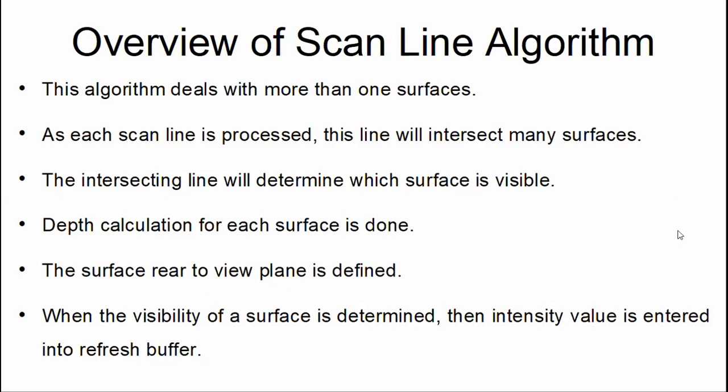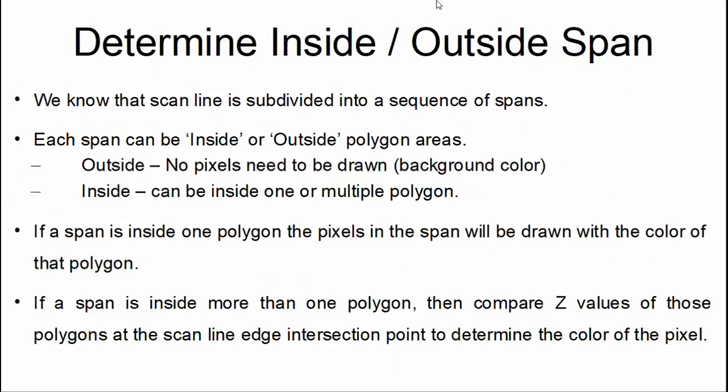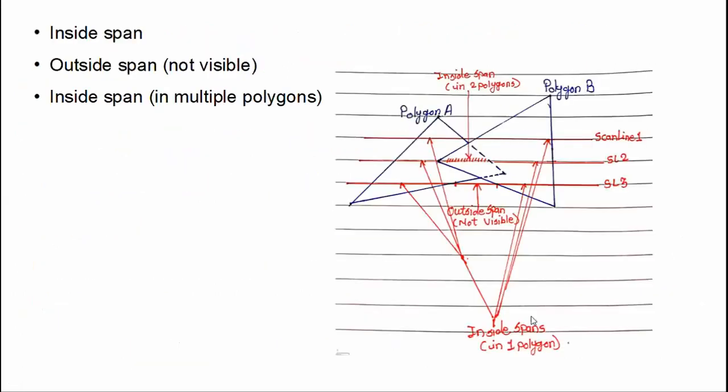Again, we will see this with an example so that you will get a clear idea. Now, some terms we are going to use here. How do we determine an inside or outside span? We know that the scan line is subdivided into a sequence of spans. Each span can be either inside or outside the polygon areas. If it is outside, then no pixels need to be drawn because it is the background color. We have seen this in the diagram. This is the outside span, so we are not going to display this particular area.